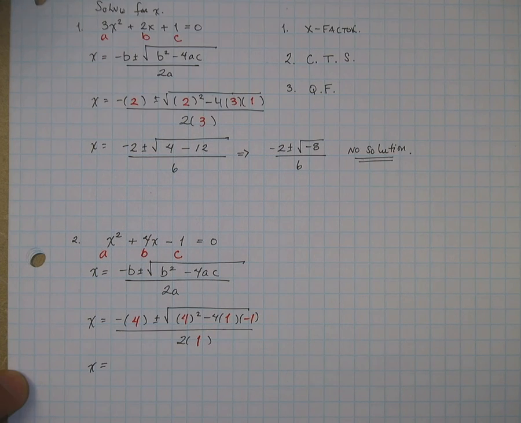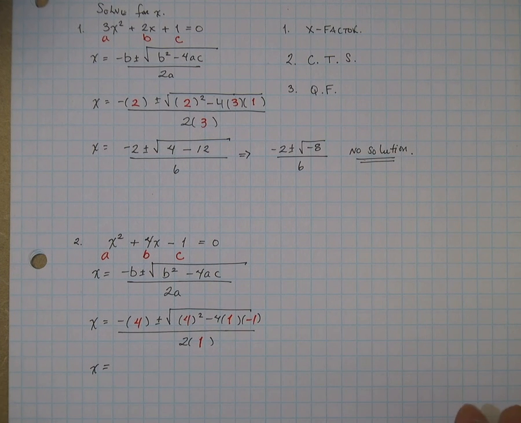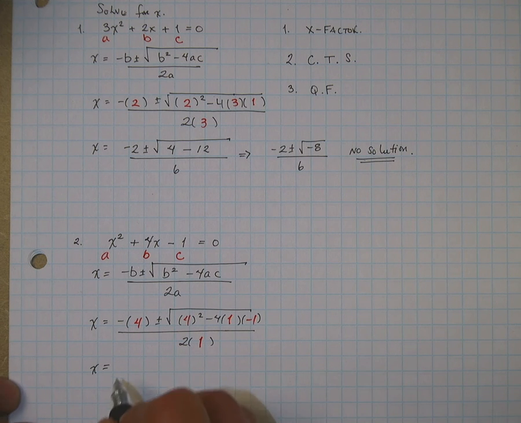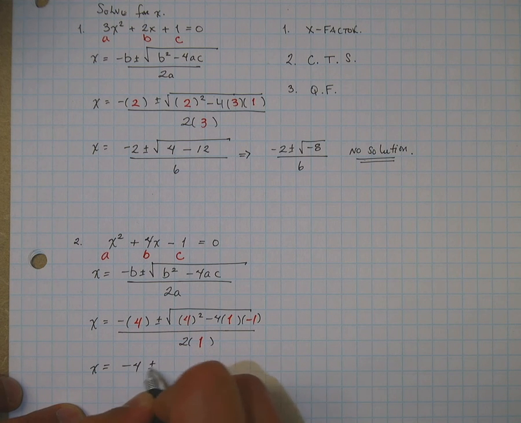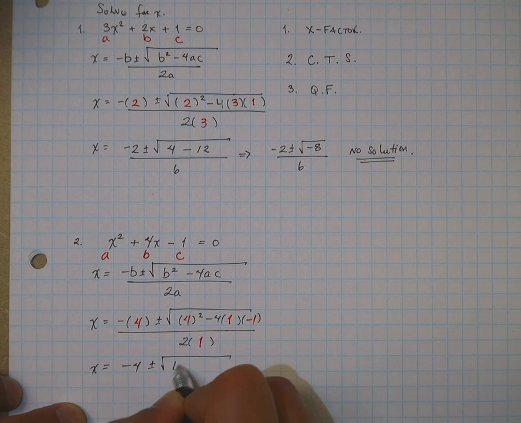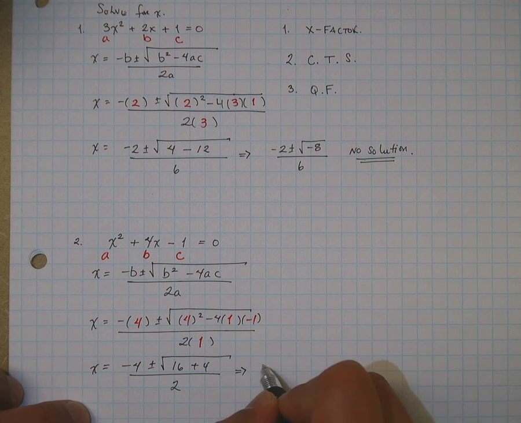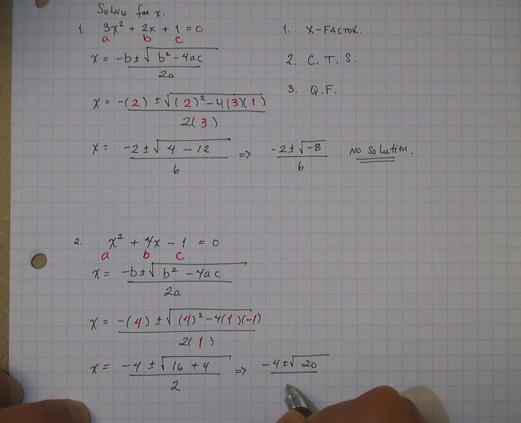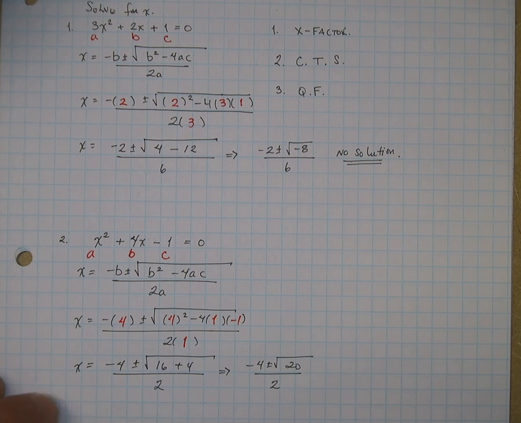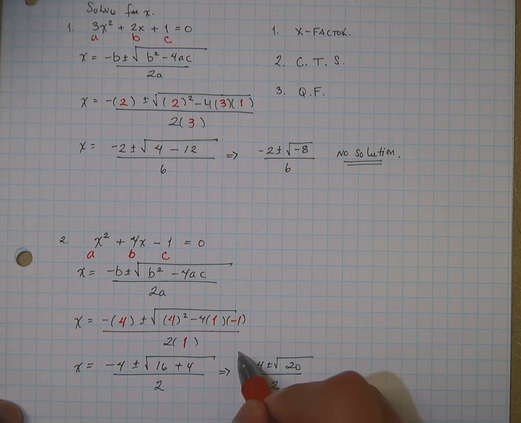x is going to be equal to negative 4 plus or minus the square root of 16 plus 4, divided by 2. And then when you continue solving it, you're going to get 20 over 2. And that would be your solution.